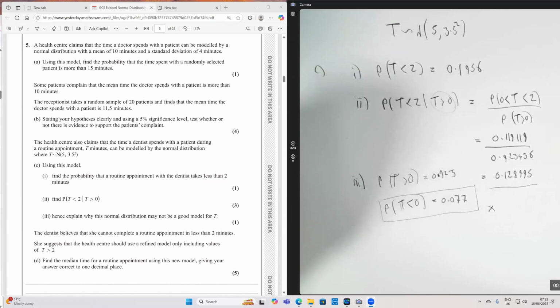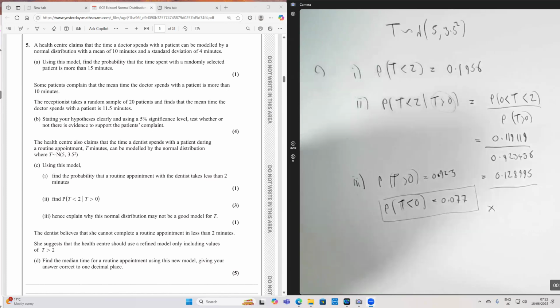Okay, finally, the dentist believes that she cannot complete a routine appointment in less than 2 minutes. She suggests that the health centre should use a refined model, only including values where t is greater than 2. Find the median time for a routine appointment using this new model, giving your answer correct to 1 decimal place. Okay, now this I think is quite tricky. I mean, presumably this is the last question on the stats part of the paper. This is an A-star kind of idea right now.